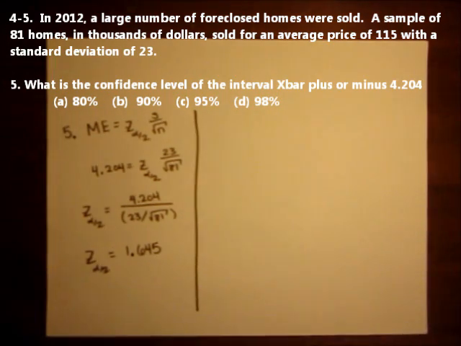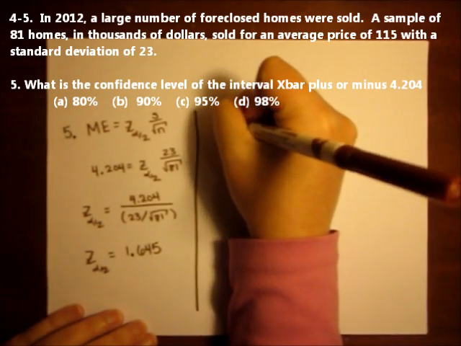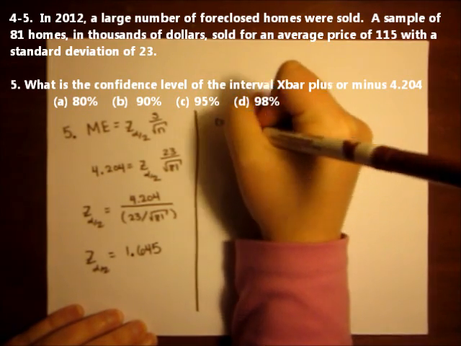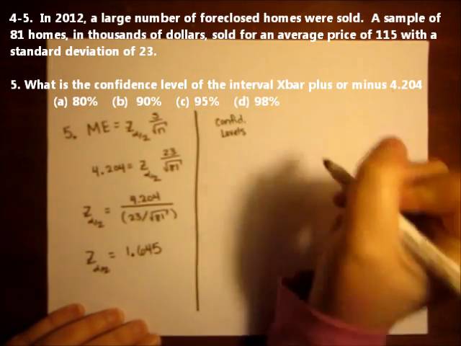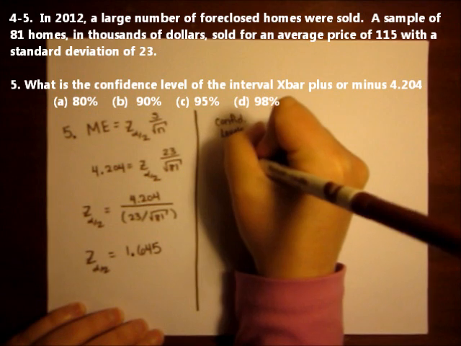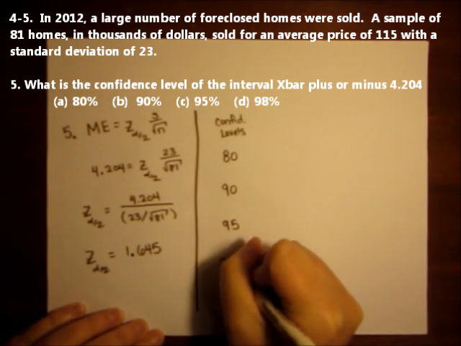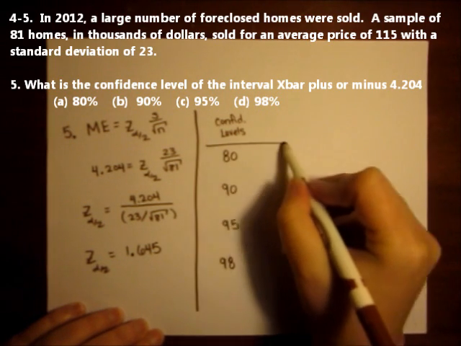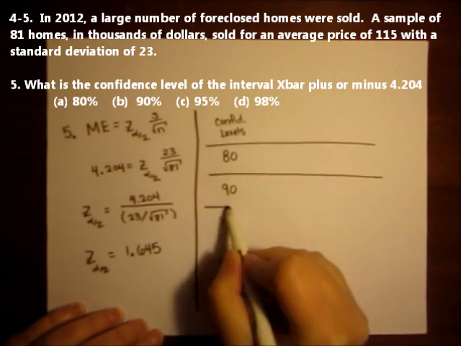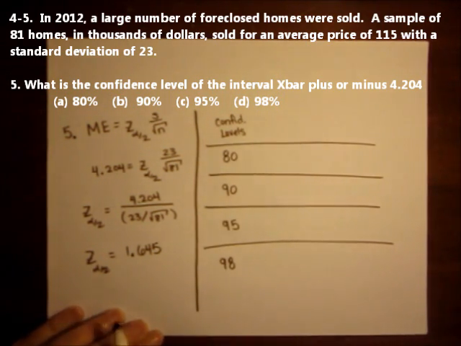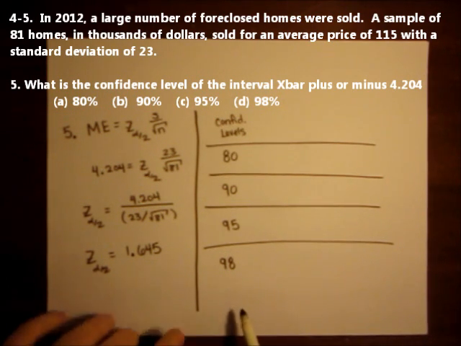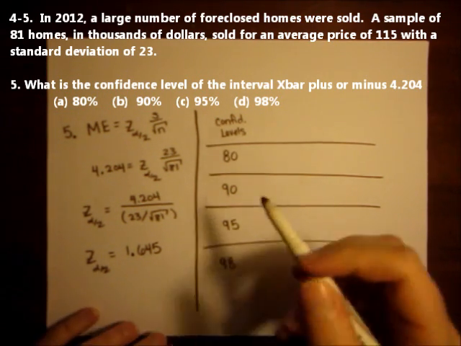Okay, so instead of using the z distribution like I did for question 3, what I can do is use the fact that this is multiple choice. So I have different confidence levels. Okay, so my choices were 80, 90, 95, and 98. Okay, and so what I'm going to do for each of these is I'm just going to find the z alpha over 2 and see which one matches with 1.645.